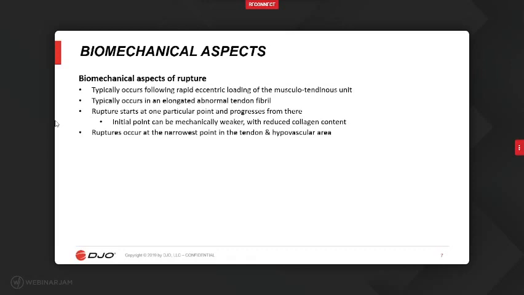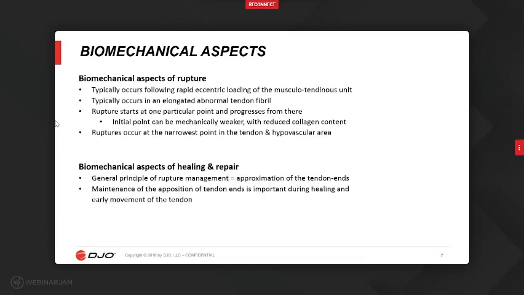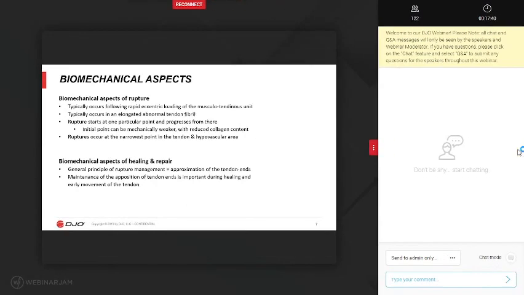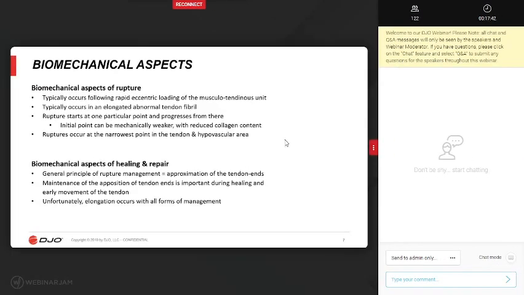Ruptures also occur at the narrowest point in the tendon and also in hypovascular areas. And some biomechanical aspects of healing and repair. The general principle of rupture management is approximation of the tendon ends. And the maintenance of the apposition of the tendon ends is important during healing and early movement of the tendon.